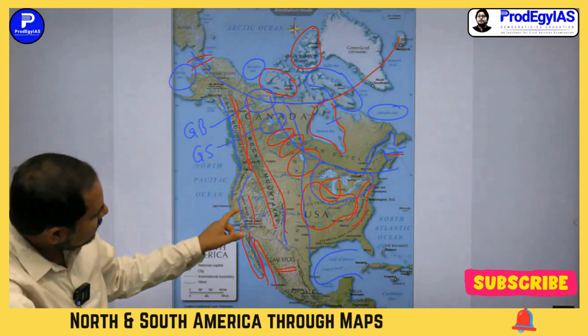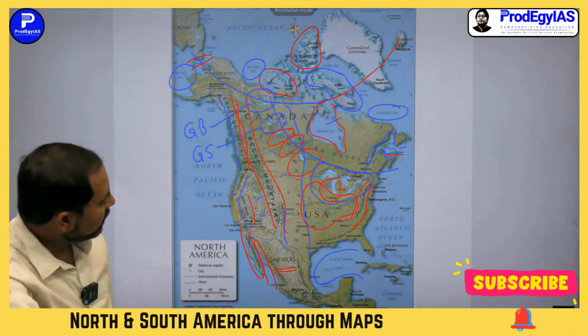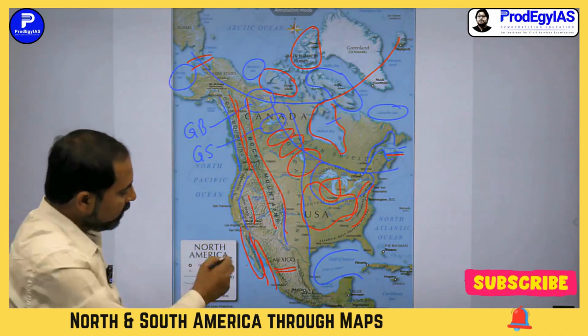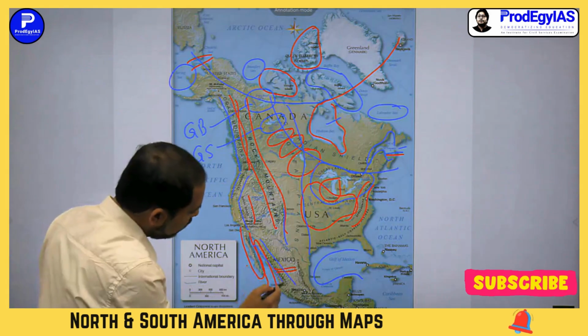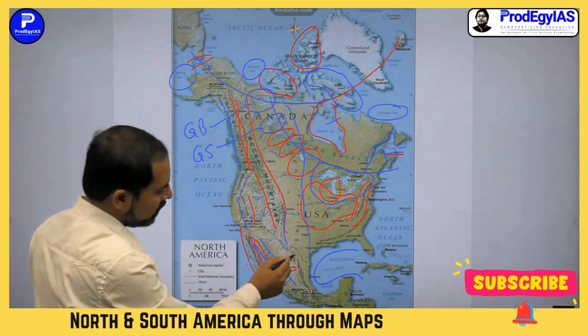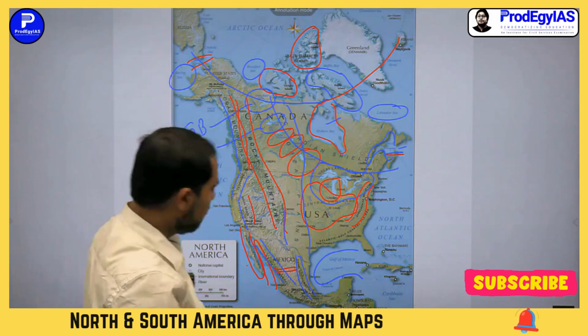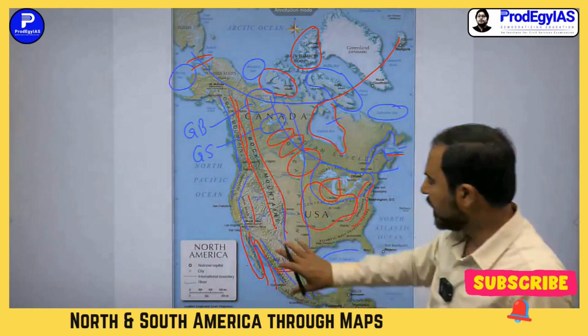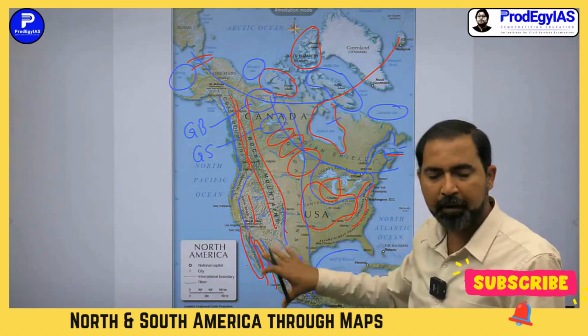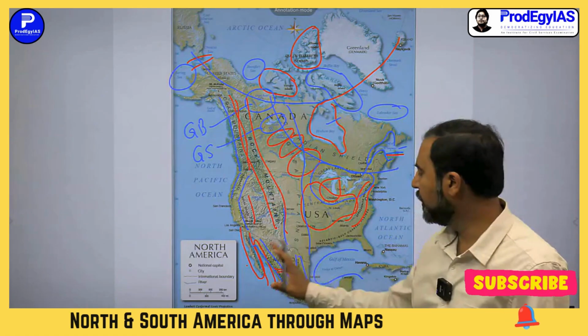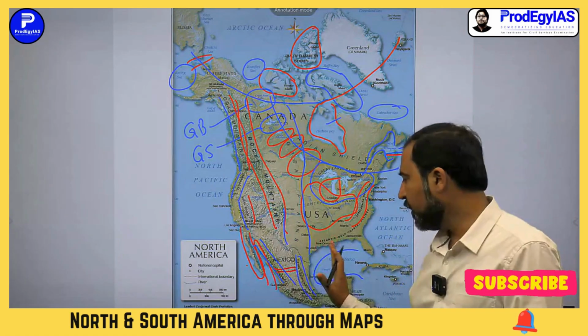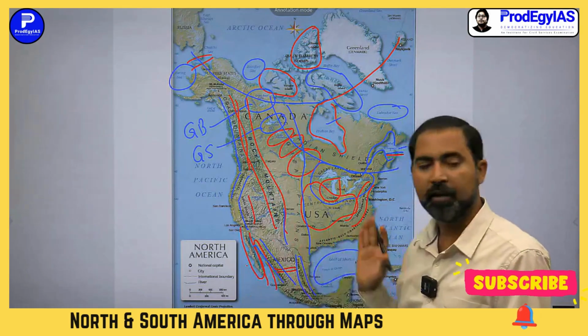This is Cascades. This is Sierra Nevada. Then Baja California. Then in Mexico, this mountain chain is known as Sierra Madre. And this is also Sierra Madre. Means Mexico is located on a plateau surrounded by two ranges. Sierra Madre Occidental and Sierra Madre Oriental.